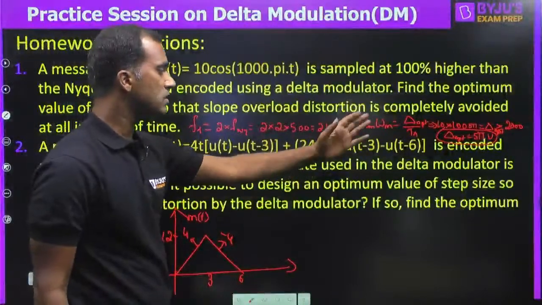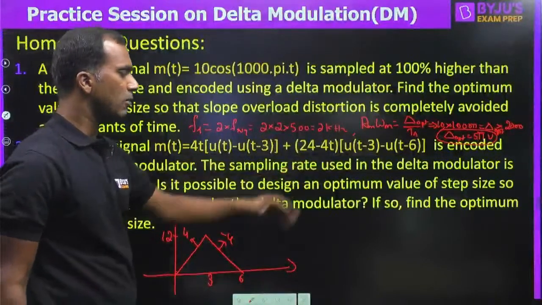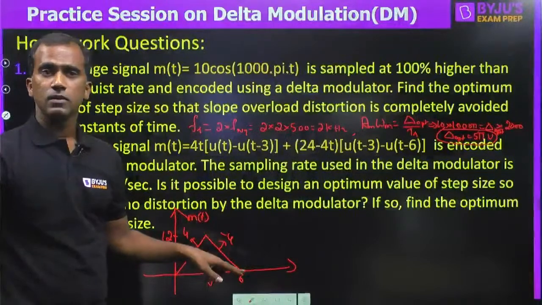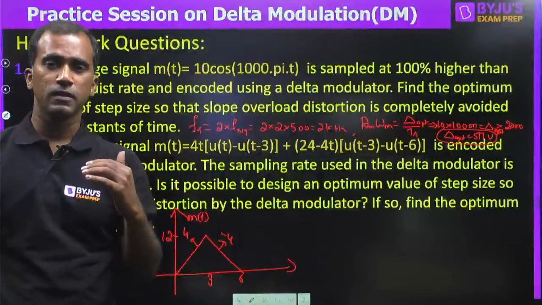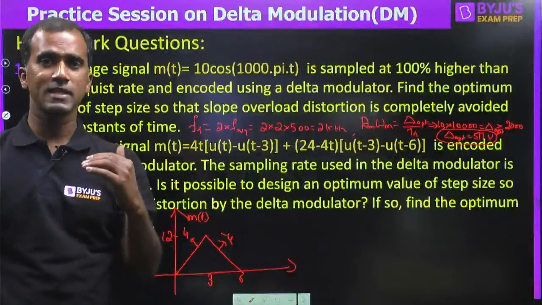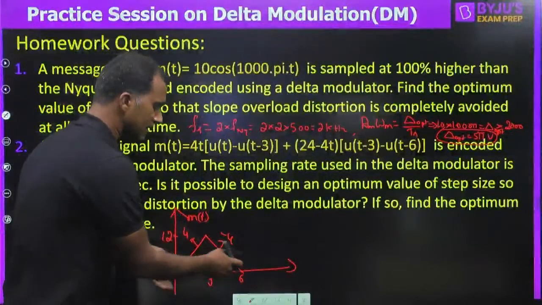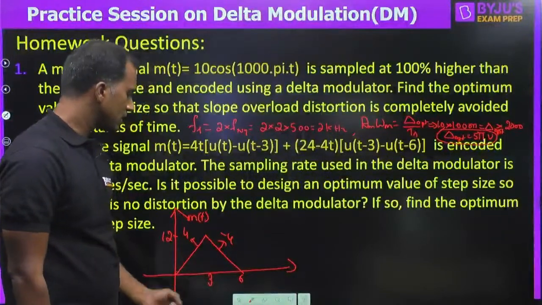The sampling rate used in the delta modulator is 400 samples per second. Is it possible to design an optimum value of step size so that there is no distortion? Is it possible? Designing an optimum value of step size is possible only if the magnitude of slope is constant in whatever time it exists. The duration in which it exists is 0 to 6. Within the first 6 seconds it exists. In that duration, is slope constant?